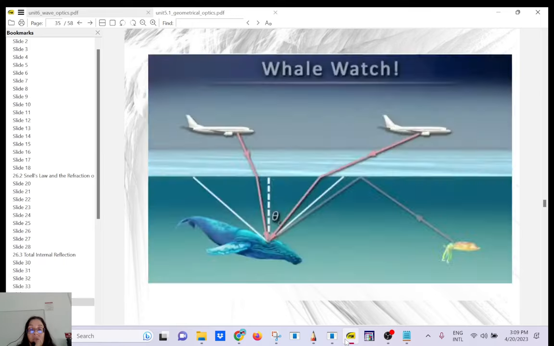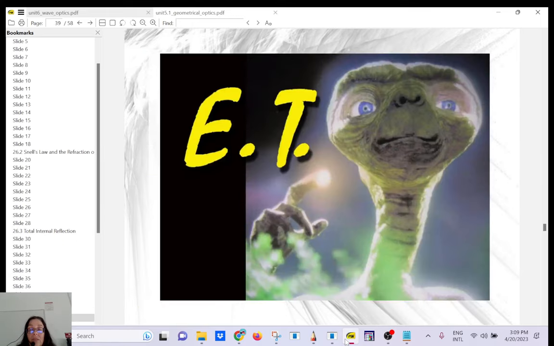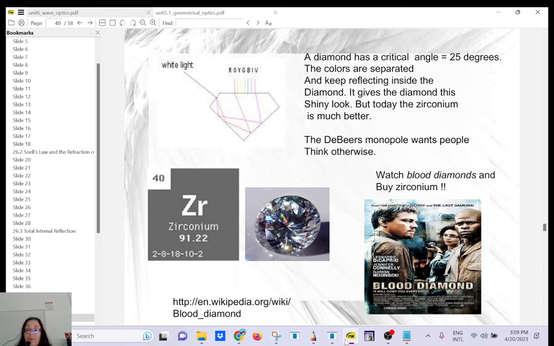So that's what makes a diamond so shiny. There was a very good movie called Blood Diamond, right? By the way, they exploit slaves to extract the diamonds, and they use kids.